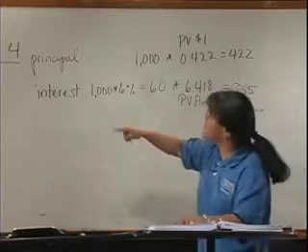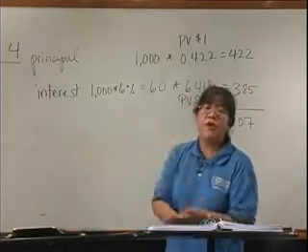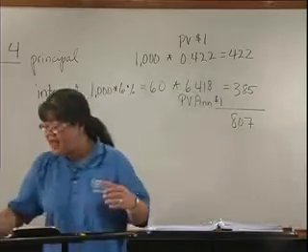Then you take the present value of the interest payments, and the interest payments happen over and over and over again, and that's called an annuity.